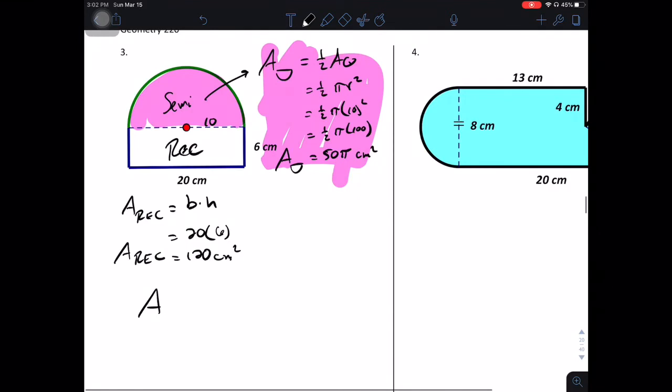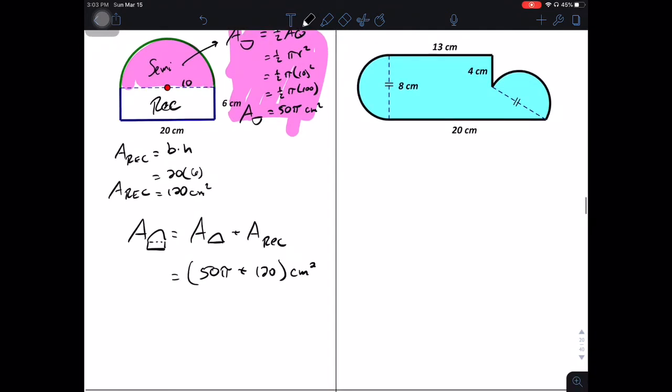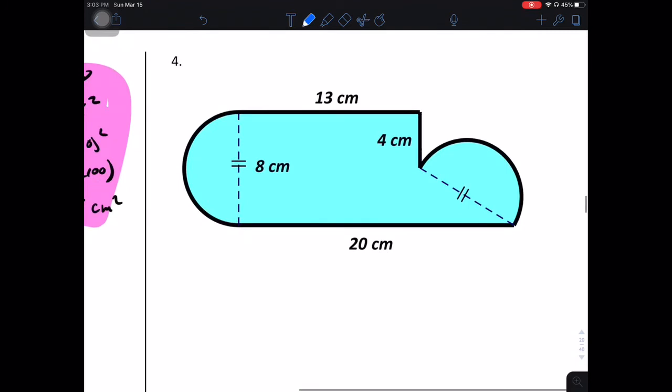We were supposed to find the area of this shape, which I think you would agree is the area of a semicircle plus the area of a rectangle. And we found that to be 50 pi plus 120, and this is square centimeters. I'm using parentheses to denote the square centimeters goes with both. If you don't want to use parentheses, then you could write 50 pi square centimeters plus 120 square centimeters. Either way.